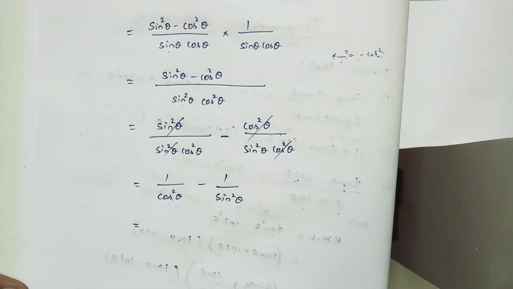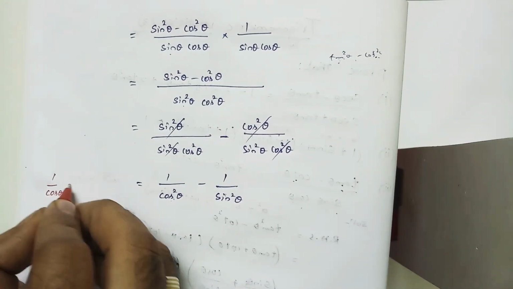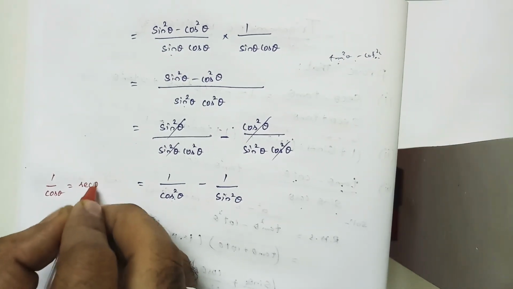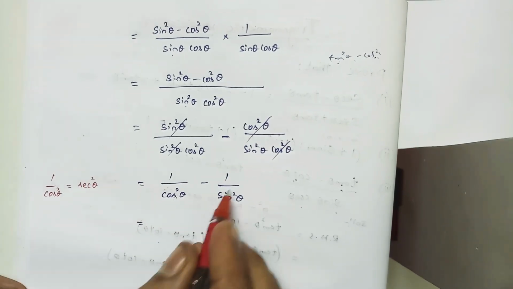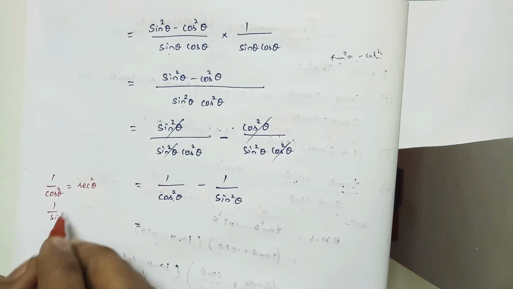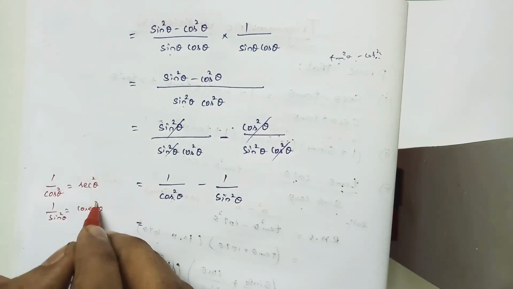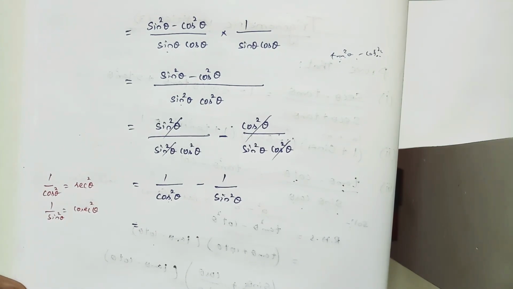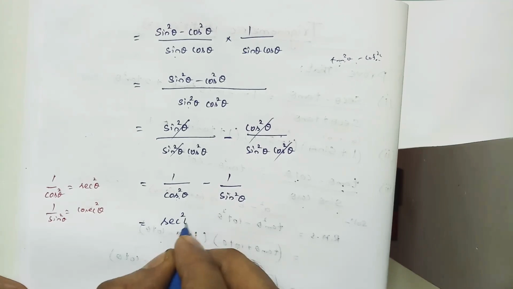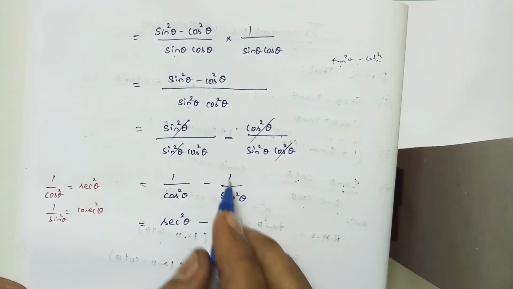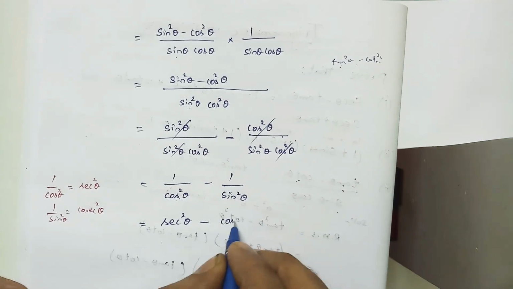So what is 1 by cos square theta? 1 by cos theta is sec theta, so 1 by cos square theta equals sec square theta. Same like that, 1 by sin theta is cosec theta, so 1 by sin square theta equals cosec square theta. So we have sec square theta minus cosec square theta.